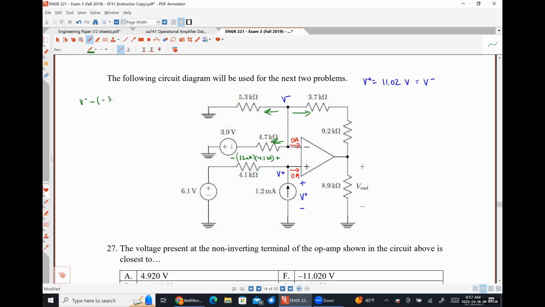negative 3.9 volts divided by 4.7 kilo ohms plus V minus divided by 5.3 kilo ohms plus V minus minus V out divided by 3.7 kilo ohms plus 9.2 kilo ohms is equal to 0. And then I would solve for V out.